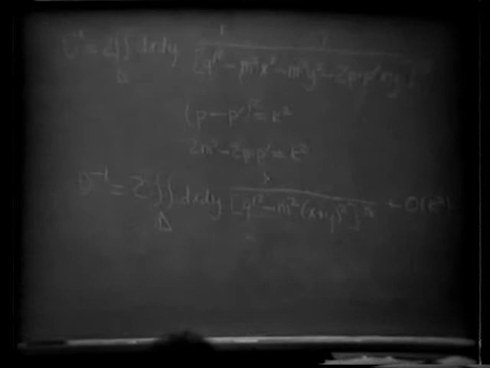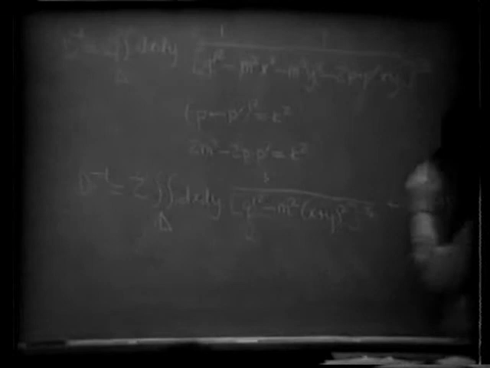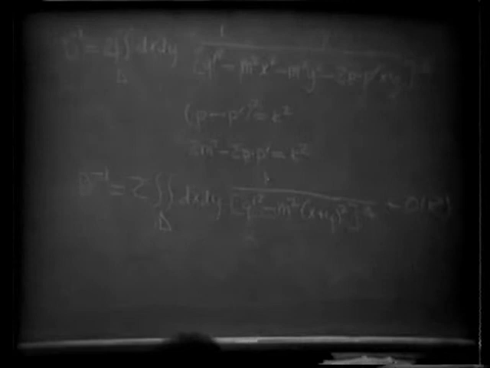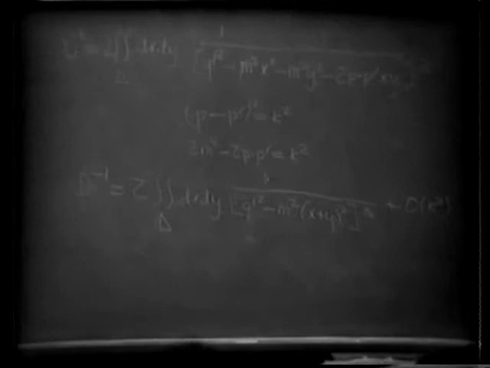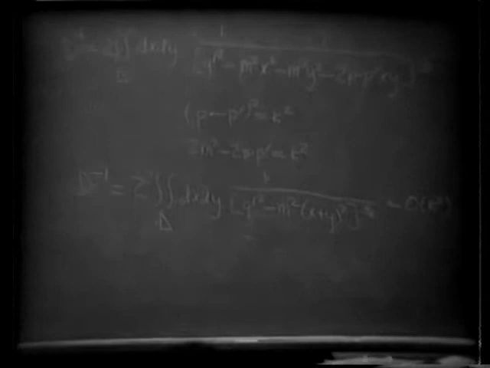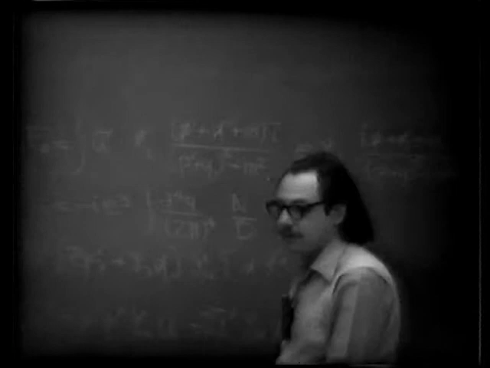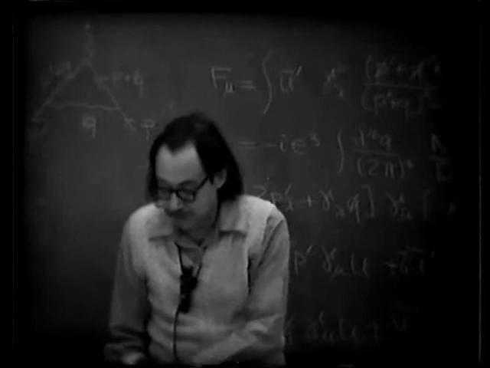Now, so we've simplified the denominator. Now, back to the numerator. In the numerator, I must substitute for q this expression. The terms that I will obtain that are linear in q prime, of course, vanish because the integration denominator is now an even function of q prime. I will also obtain terms that involve no powers of q prime and terms that are quadratic in q prime. And I will write those down.